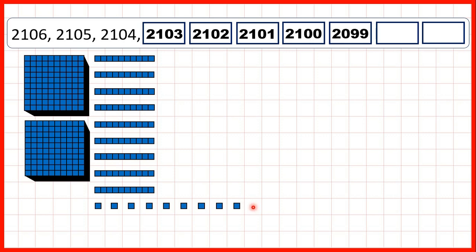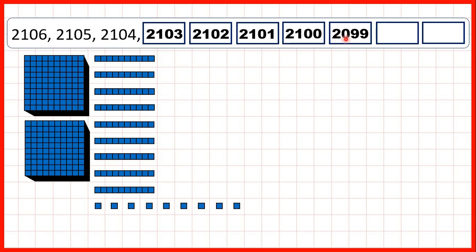If we take away this one, we get 2099, because we've now got 2 thousands, no hundreds, 9 tens, and 9 ones. And that makes sense because the number before 100 is 99, but it's really important that we remember this 0 here in our hundreds because we need to show that we still have 2 thousands.